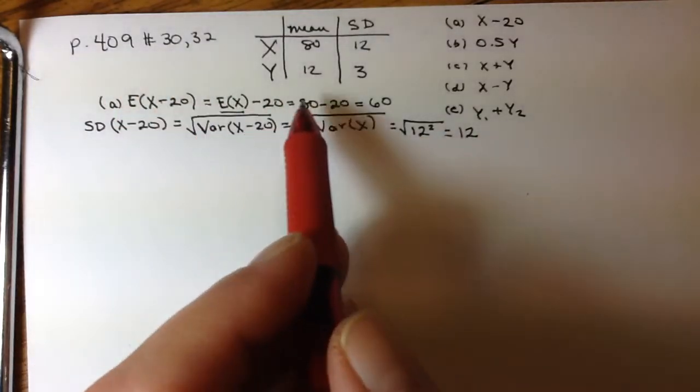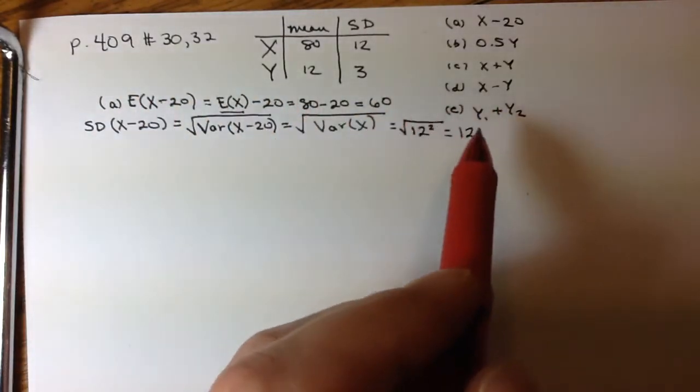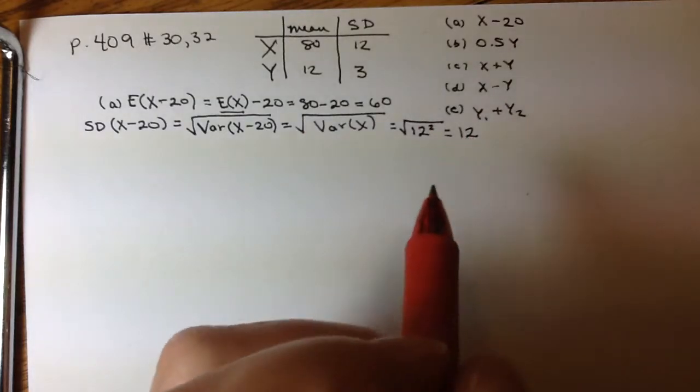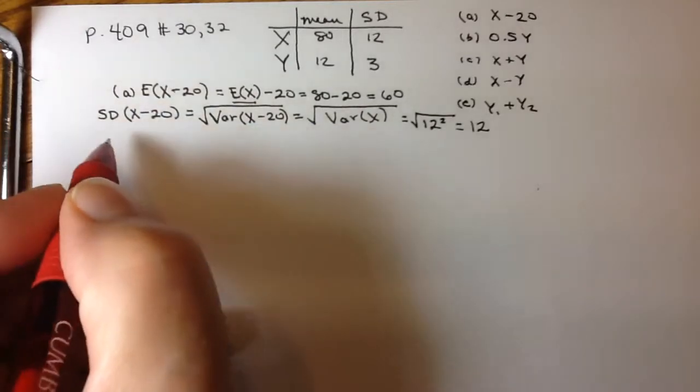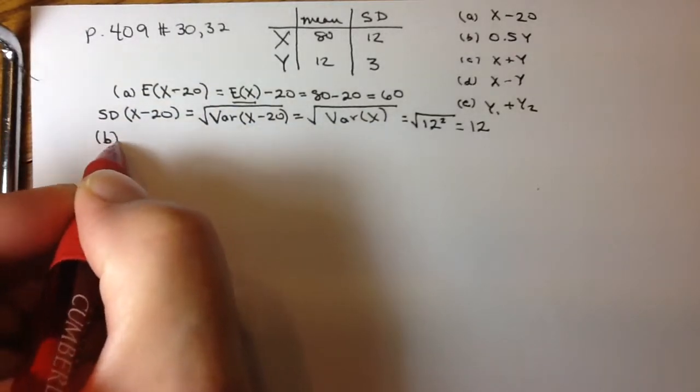So all we're doing is just some algebra of random variables here. We just have to get accustomed to these variable rules and know how to apply them correctly to the different situations. So we're going to move on to part B.